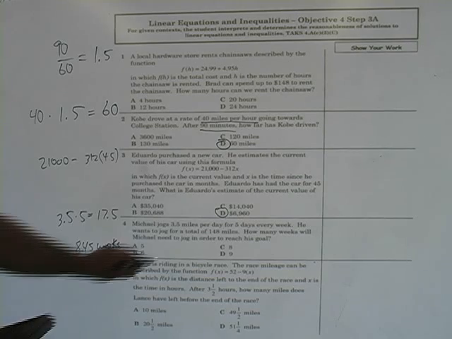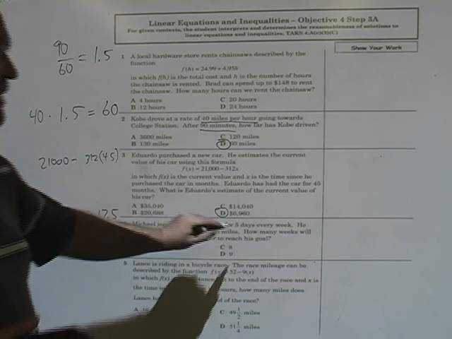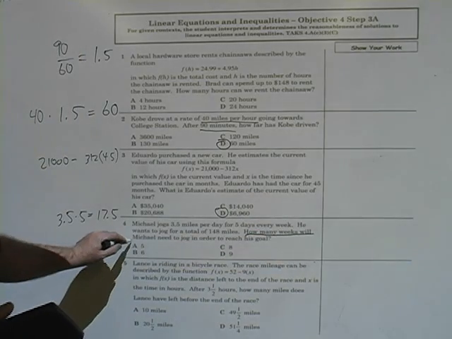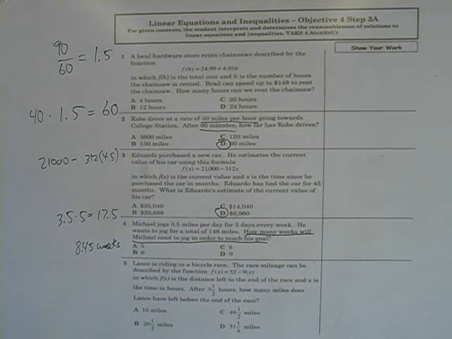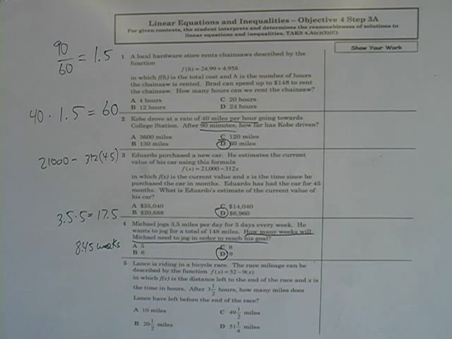Now, you notice 8 and 9 are both answer choices. So you have to decide which one they're looking for. Here you want to read your question carefully. It says, how many weeks will Michael need to jog in order to reach his goal? So you ask yourself, does he reach his goal after 8 weeks? And the answer is no, because he needs to go a little farther. So he's got to go 9 weeks to reach his goal.